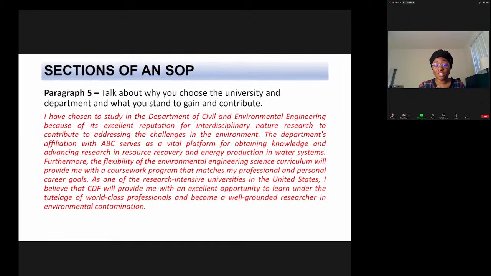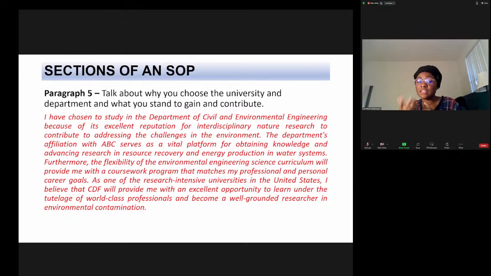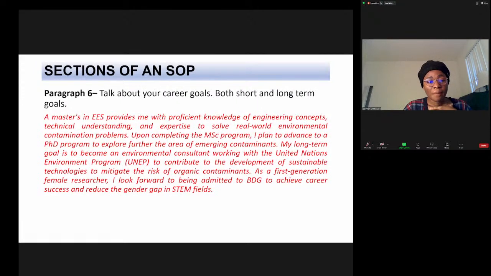Now, paragraph 5, that's where you're talking about the university and the department, and you're telling them why you chose the department, why you chose the university, what you stand to gain, what you stand to contribute, right? Then, paragraph 6, which is your concluding paragraph, you're talking about your career goals, both long-term and short-term, and you're wrapping it up.